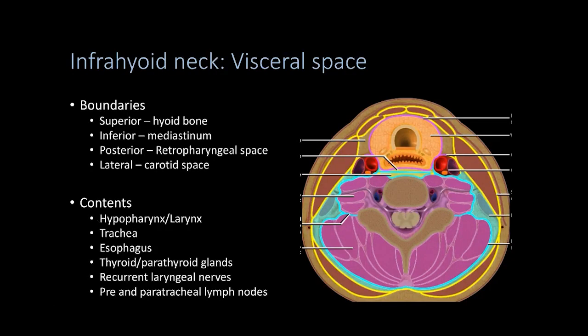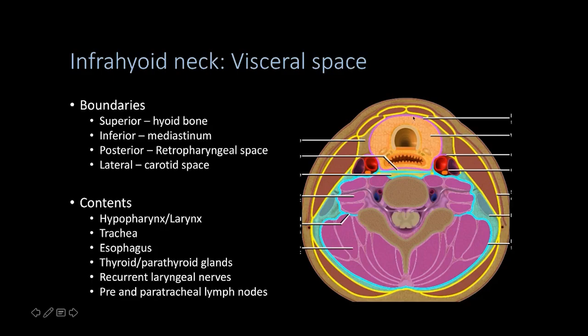So the visceral space is going to be the continuation of our pharyngeal mucosal space into the infrahyoid neck. Inferiorly, it's going to extend to the mediastinum. Posteriorly, we have the retropharyngeal space, and laterally, we see the carotid space. So the visceral space is going to contain the hypopharynx and larynx, and the inferior continuation of those two, which is the trachea anteriorly and the esophagus posteriorly.